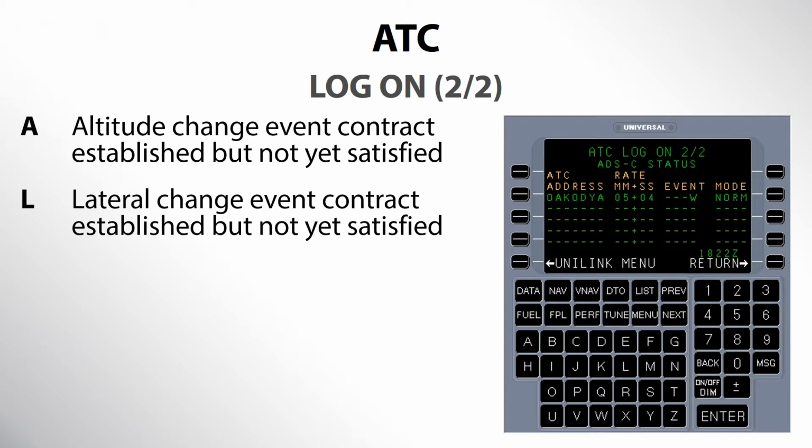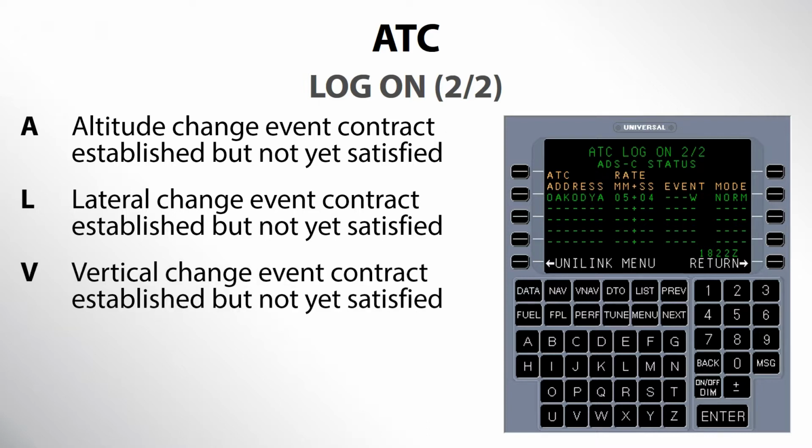L means that a lateral change event contract is established but not yet satisfied. If the event is detected, the ADSC report is generated and the event contract is satisfied and thus cleared. The lateral boundary is applicable to both left and right of the flight plan. Breaking either boundary will trigger the report.